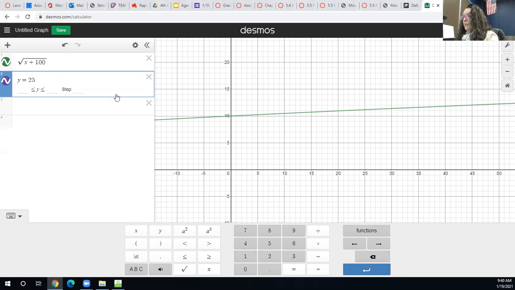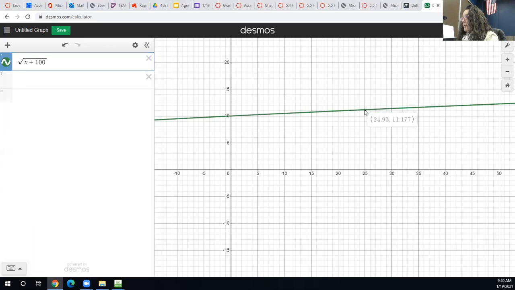Will it not do it? Maybe not. I have to see where it is 25. So at 25, what is my answer here? It's about 11.118. Wow, cool. So we can solve that algebraically too, but that'll help too.